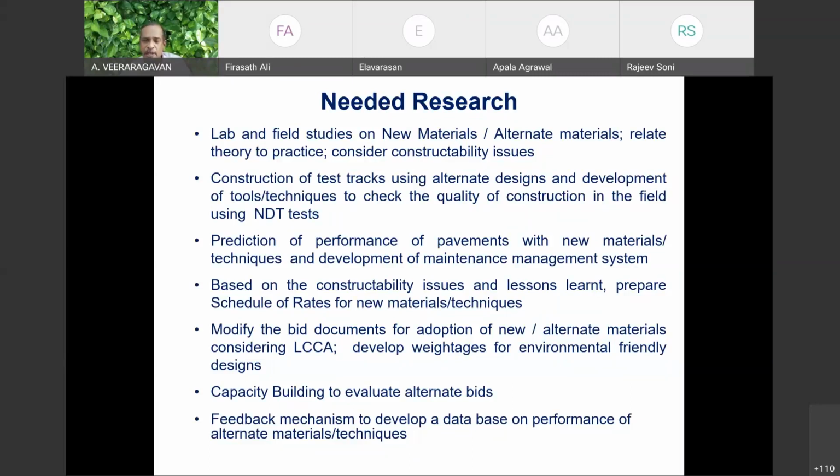New materials are to be introduced, alternate aggregates are to be developed. We need construction of test tracks with their alternate designs, monitor the performance. We should be able to predict how these alternate materials will behave. What are the constructability issues? We have to modify the bid documents so that a weightage is given to sustainable design before you award the contract. We need capacity building like this training program wherein you educate the engineers on the issues of alternate bids evaluation, a feedback mechanism as to how the alternate designs are performing.